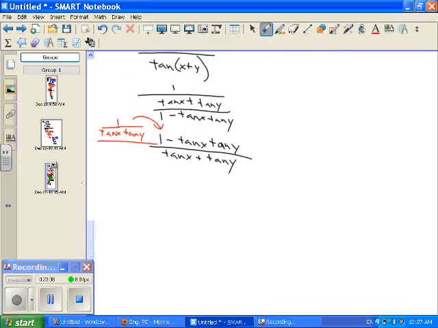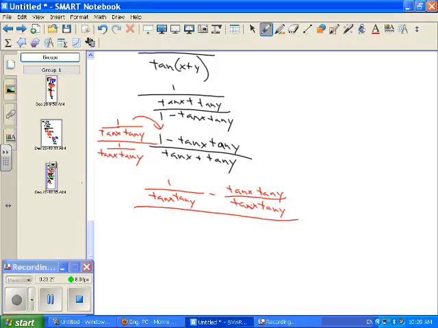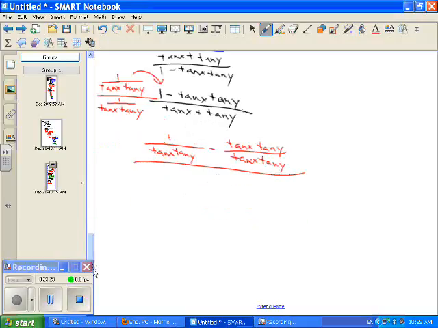So I'm going to get 1 over a tangent x tangent y down here in the bottom. So when I do that, I'm going to get what I want: 1 over tangent x tangent y minus tangent x tangent y over tangent x tangent y, all of that over, now I have to distribute through both of these terms as well, and get tangent x over tangent x tangent y plus tangent y over tangent x tangent y.